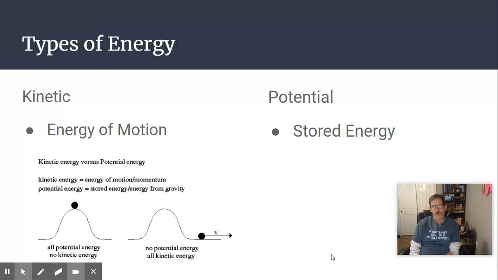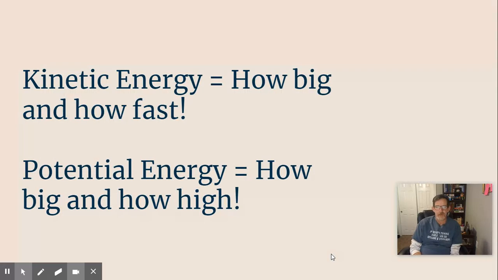So when we think about it, we know we have two types. We have kinetic energy, and that's the energy of motion. And we have potential energy, and that's the stored energy. If you look down at the bottom right, you'll see I have a little graphic there and the idea of where potential and kinetic energy lies in a system. What we really got to start getting the grasp of is that kinetic energy is how big and how fast something moves. And potential energy also deals with how big it is, but how high it is from top to bottom.